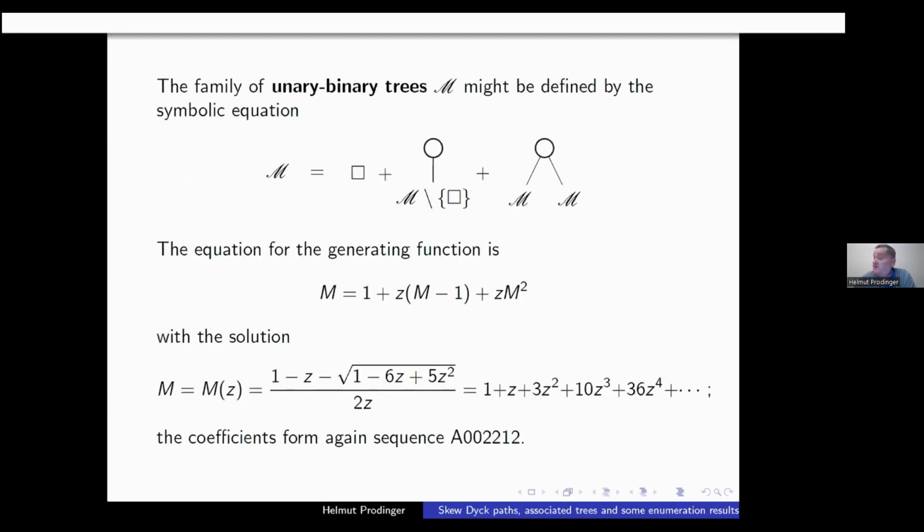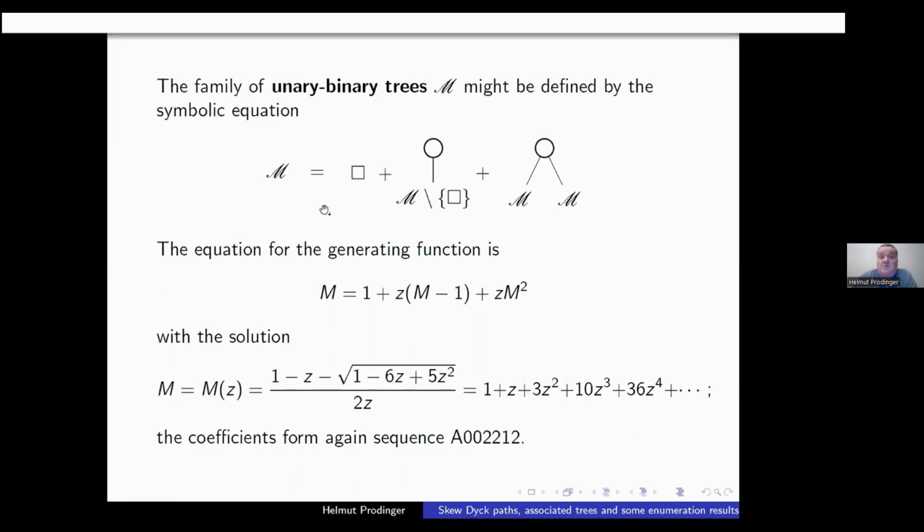So there are other families that are also enumerated by our sequence. And one is the unary-binary trees. So you see binary trees, that would be this one, an empty node or a root with a left and a right one. But now in a unary-binary tree, there's also a unary edge. And in order to have this unique, we cannot allow the empty node here, because then we would have ambiguity, because this node would occur here, but here also. And so we exclude this case.